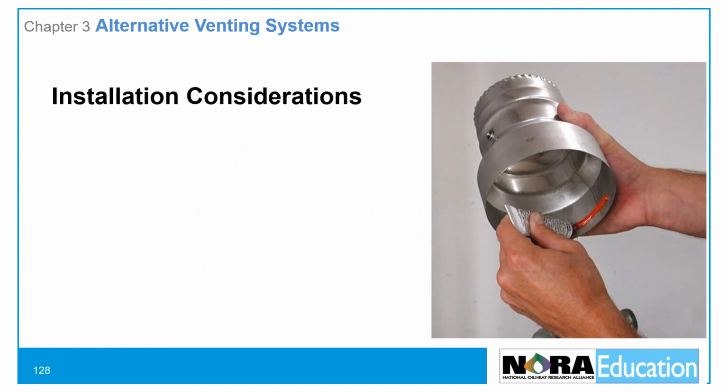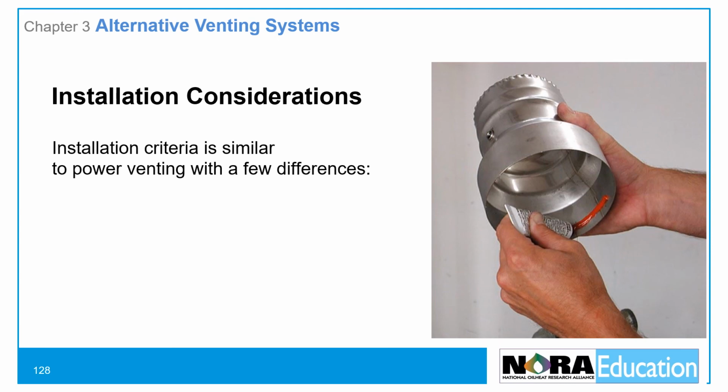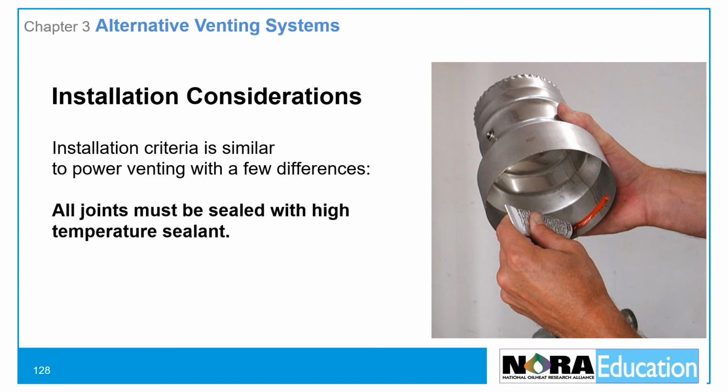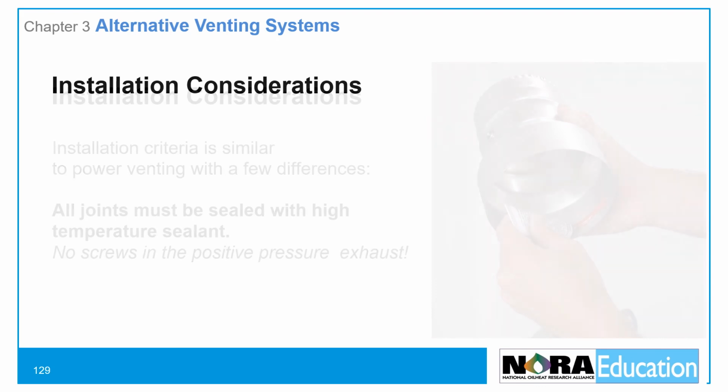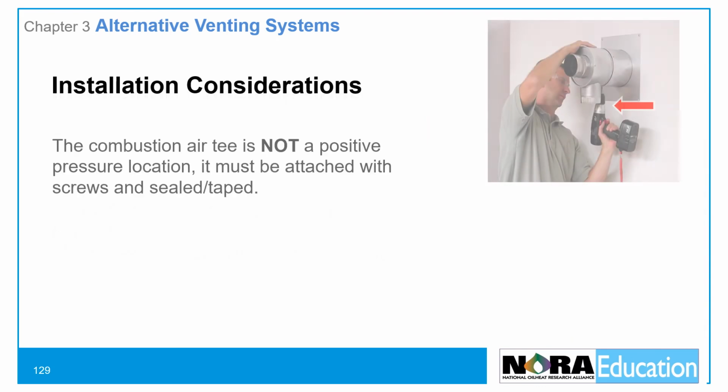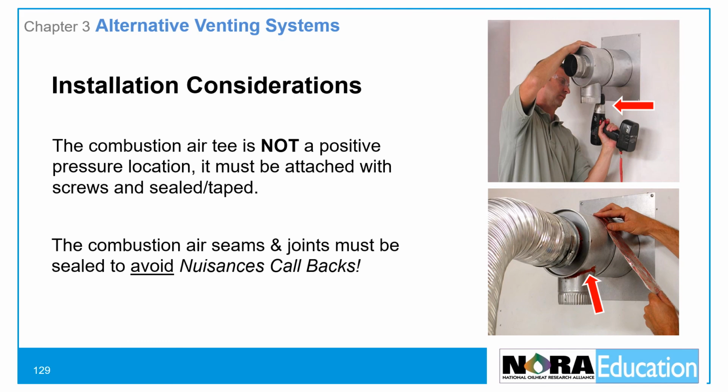The installation criteria for a direct vent system is similar to those for power vent systems with a few differences. All joints on the positive pressure venting system must be sealed with a high temperature sealant rather than screws. The combustion air T is not a positive pressure location. It must be attached with screws and sealed or taped. The combustion air seams and joints must be sealed to avoid nuisance callbacks.